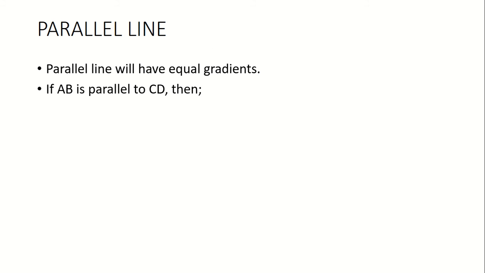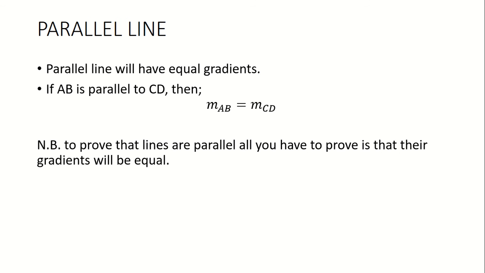Now here is what you need to remember about parallel lines. If lines are parallel, they will have equal gradients. If AB is parallel to CD, then it means that the gradient of AB will be the same as the gradient of CD. That's what it is. To prove that the lines are parallel, all you have to prove is that their gradients will be equal. Okay.